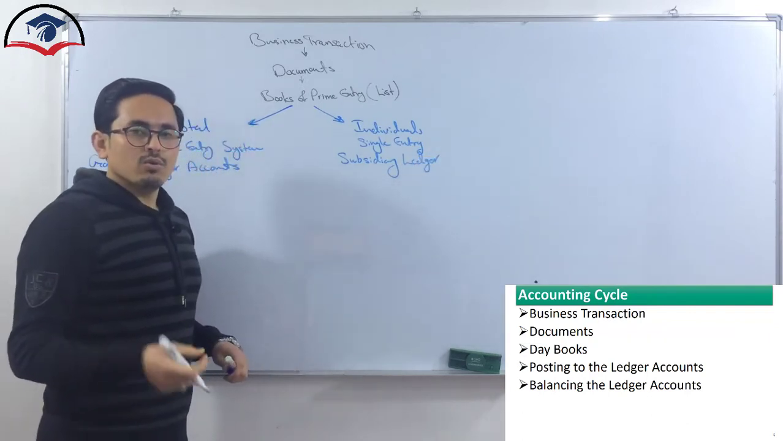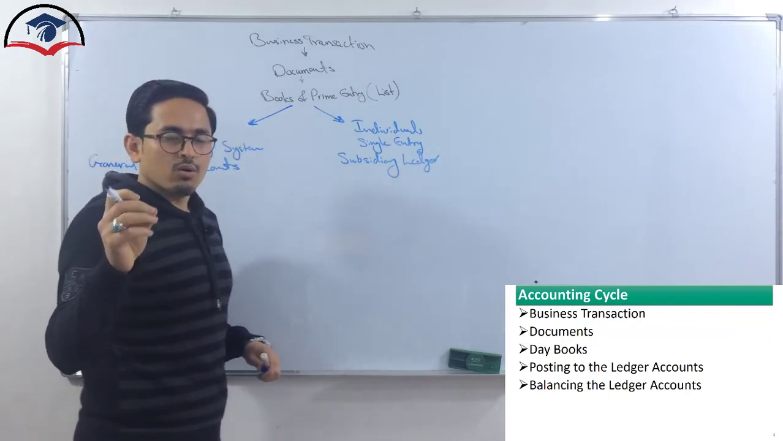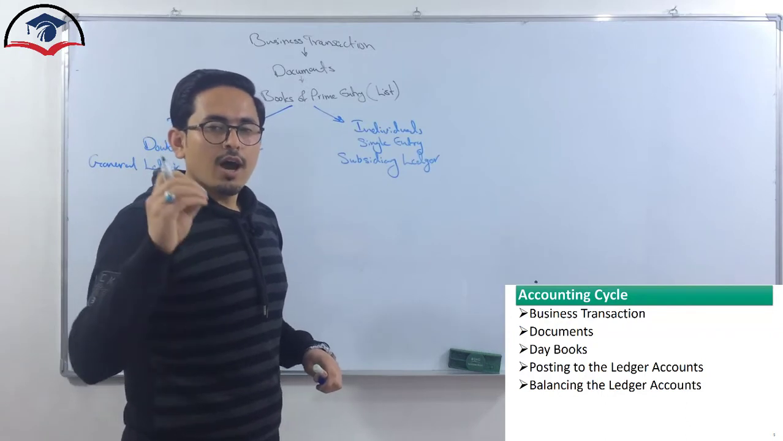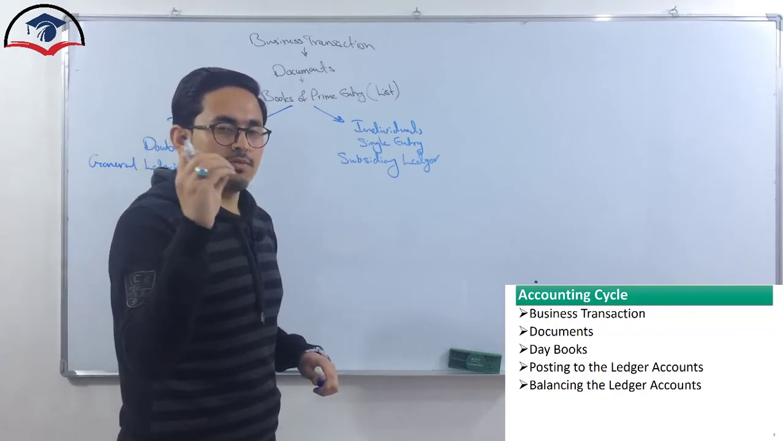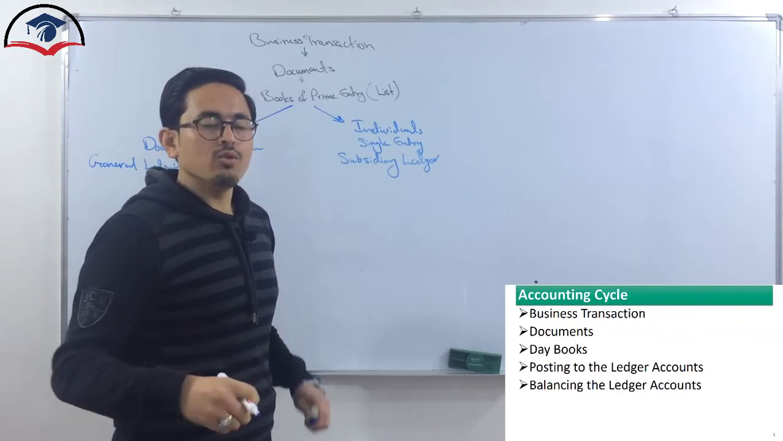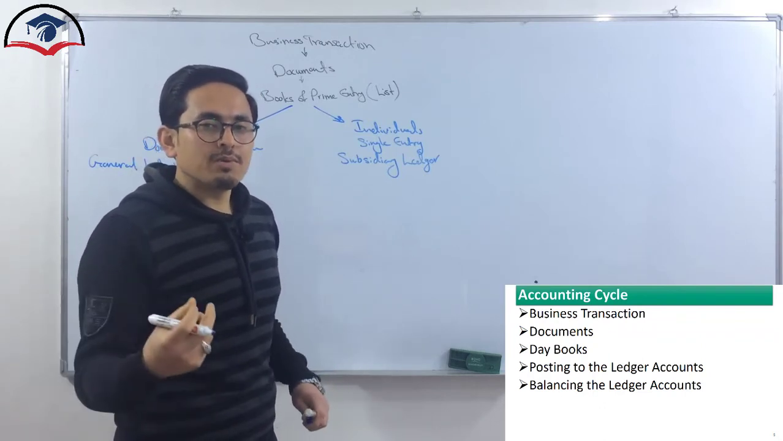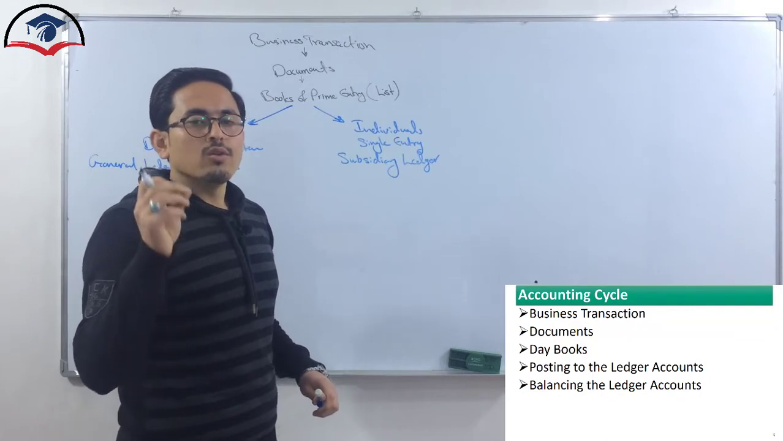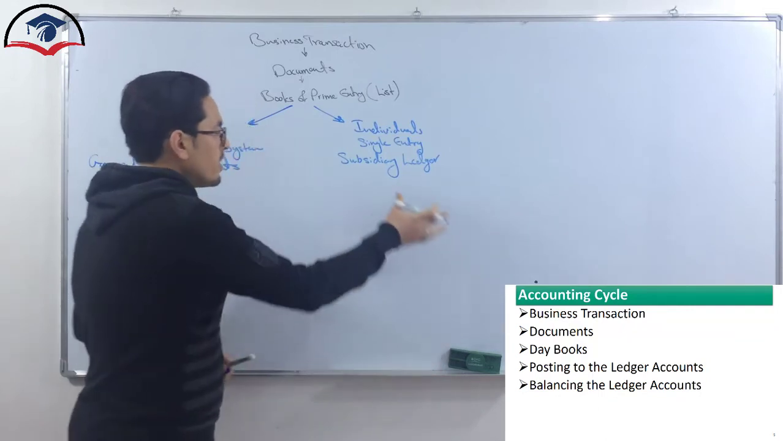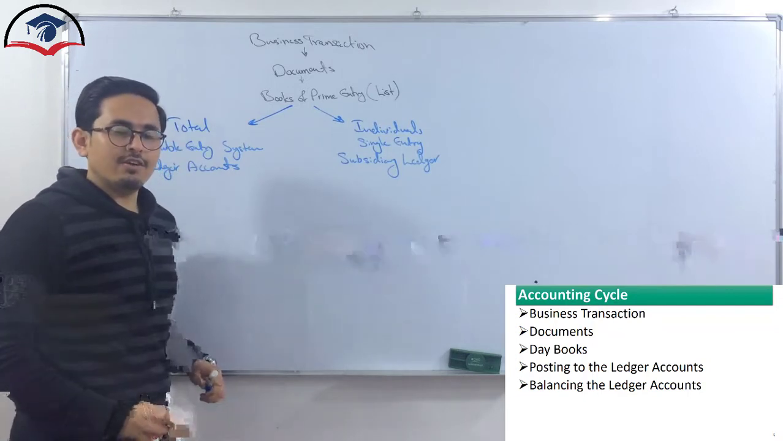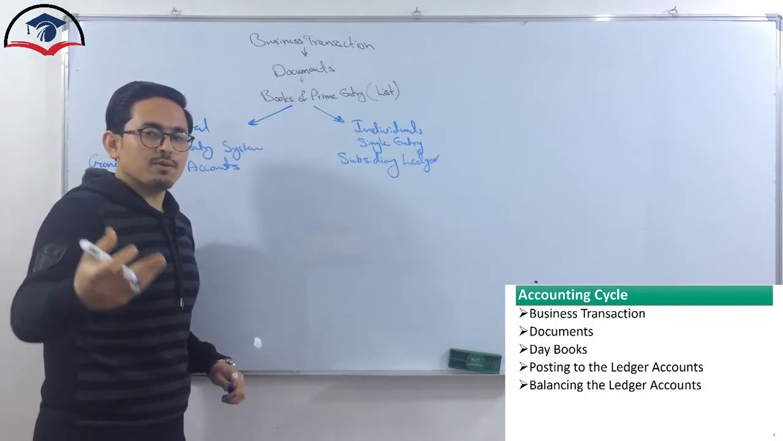To enable you to tell your manager or the CEO of the company how much you have in accounts receivable from Mr. A, Mr. B, Mr. C, and to express how much you owe to Mr. X, Y, and Z, your suppliers. Here you have the individual ledgers that enable you to express that.